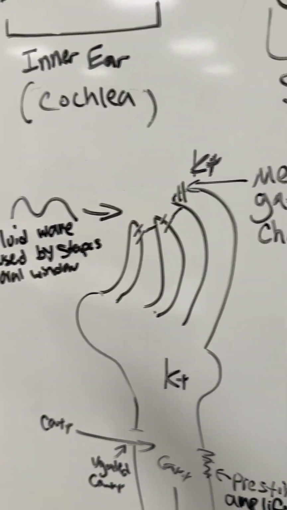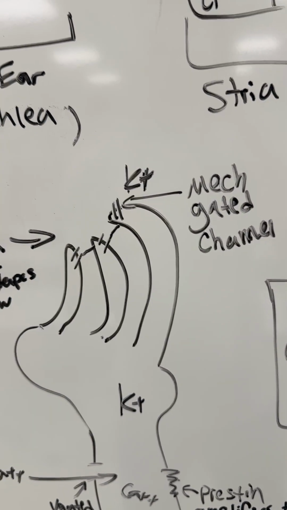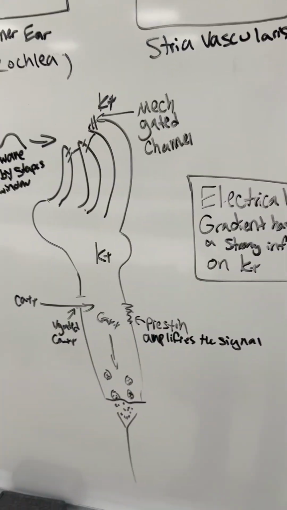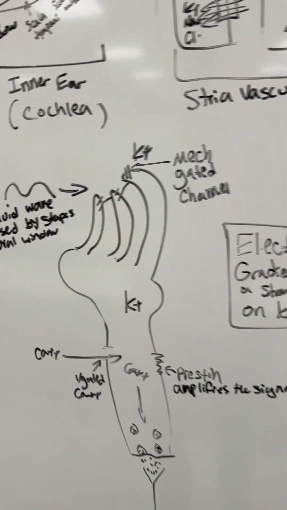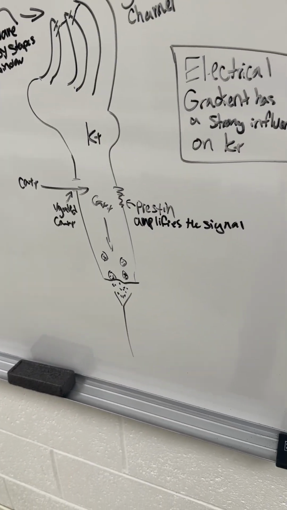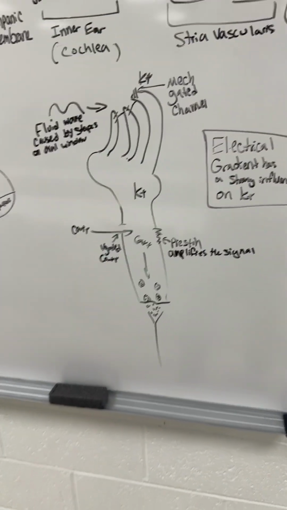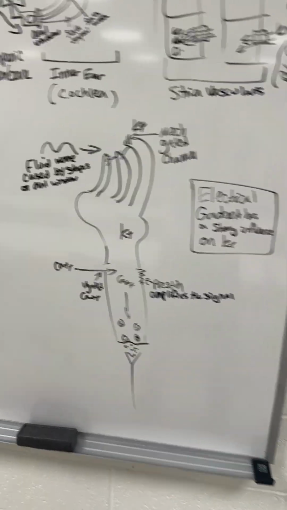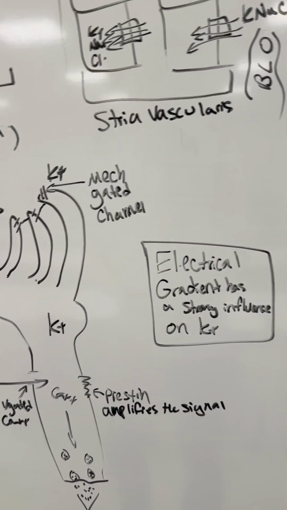Basically, when these waves come, they bend these hairs, and since they're all connected, that causes these mechanically gated ion channels to open up, which is going to allow potassium to flow into the cell, which is going to depolarize our cell, which opens up our voltage-gated calcium channels. And this is going to stimulate the release of neurotransmitter onto our cochlear nerve, which is going to go and be processed in our auditory cortex of the brain there.